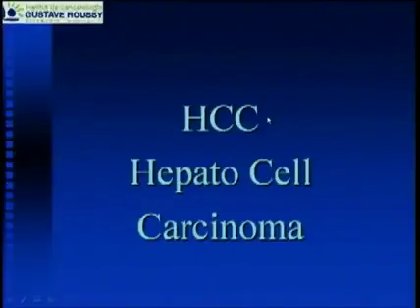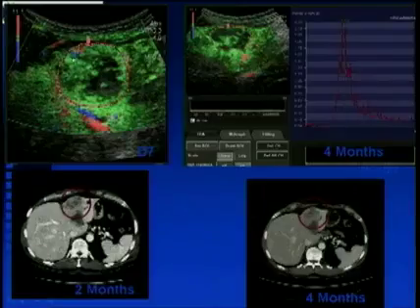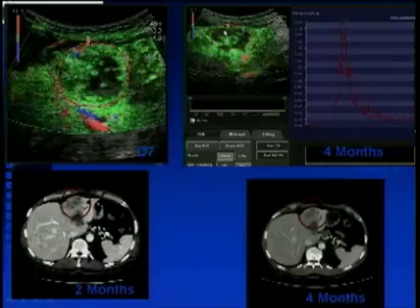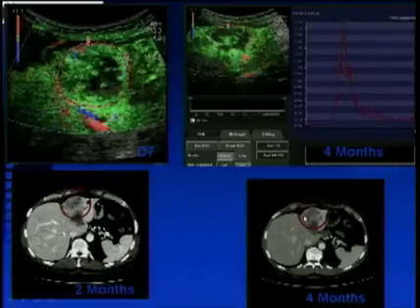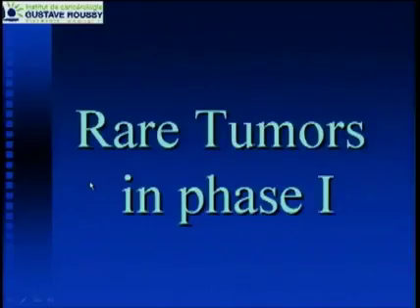So we are moving to the hepatocellular carcinoma. It was a study with patients treated with Avastin. So we follow the lesion in segment 4. This is this lesion in B mode at baseline, and after 1 week and after 4 months. And this is a CT scan after 2 months and after 4 months, and the time intensity curve.